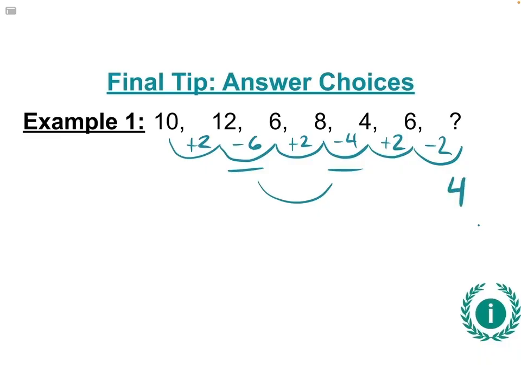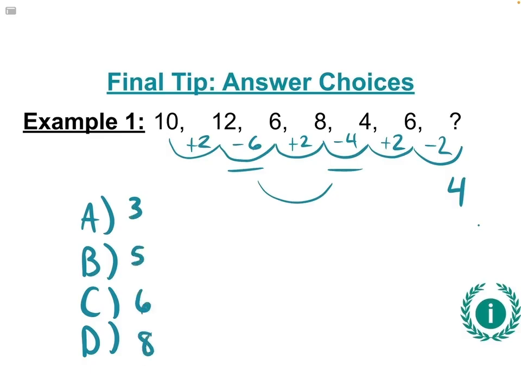But let's say our answer options are A, B, C, and D. And our answer choices are 3, 5, 6, and 8. This is an instance where if you look at your answer choice, you can see that 4 is not an option, so we need to reevaluate.